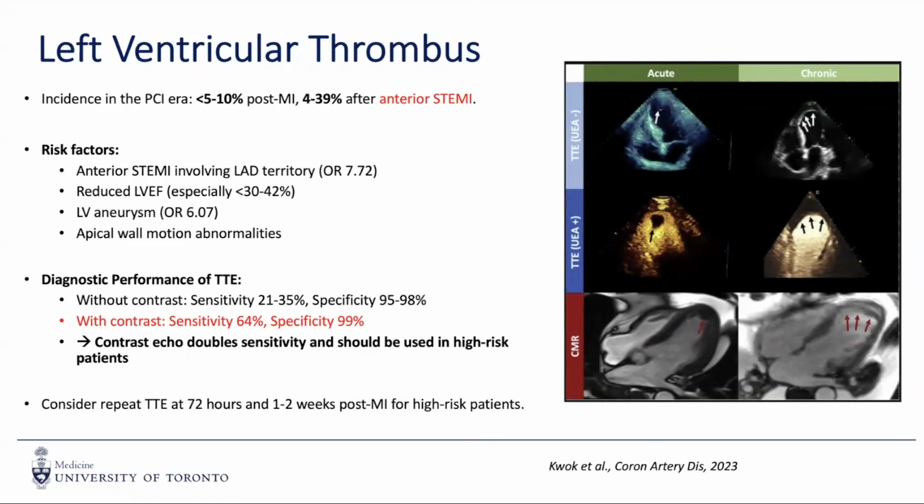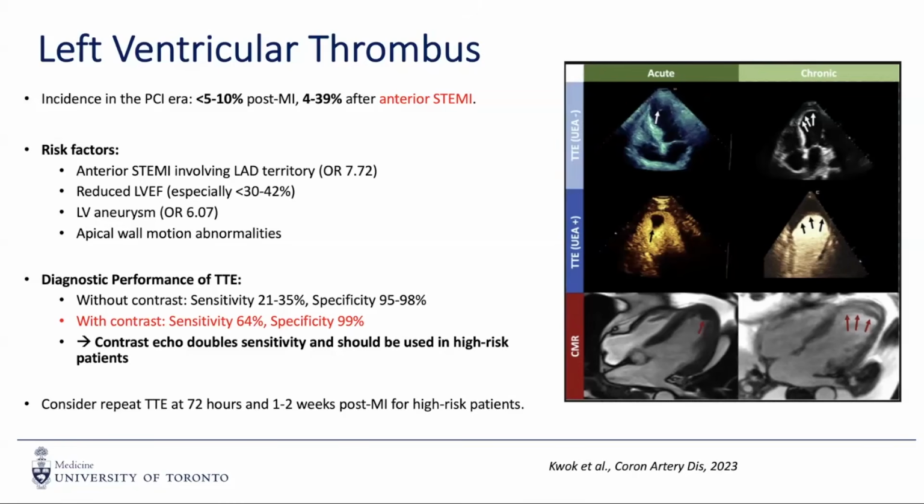And the echoes actually do pretty good. They have a pretty high specificity in picking up an LV thrombus. But if you have a high index of suspicion, it's often better to combine your echo with contrast, because as you can see here with the numbers, it significantly increases and doubles your sensitivity, and therefore should be used in high-risk patients.